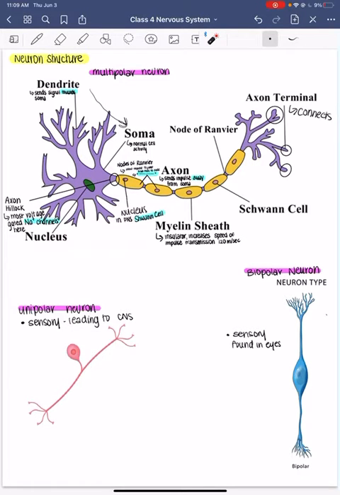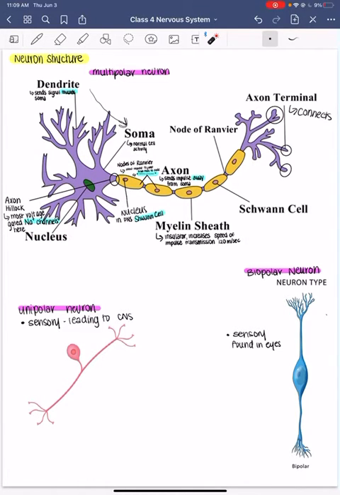A dendrite is referring to these projections here, and essentially the whole purpose of them is just to send a signal towards the soma. The soma is this purplish area, and essentially what this does is just perform normal cell activities. In order to connect a dendrite with an axon, we have this little projection here, which is known as the axon hillock. Most voltage-gated sodium channels are located here.